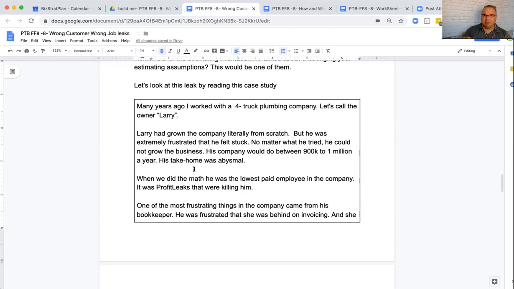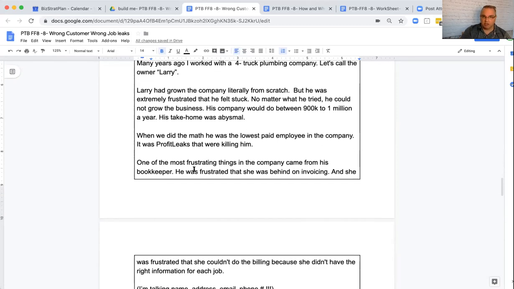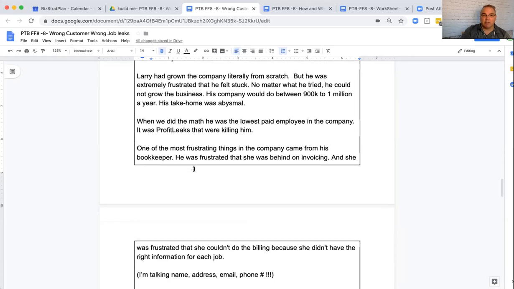So he couldn't break that $1 million mark. It was really, really hard for him. He was about 900K all the time. I think before we started, he was just nudging $1 million, but he just couldn't get above it no matter what. 4 trucks. One was a truck he was in, so he was in the field, and 1 office admin. So a total of 5 people, maybe 6. Just a good sized company. His take home was brutal, horrible. He was the lowest paid guy in the whole company.